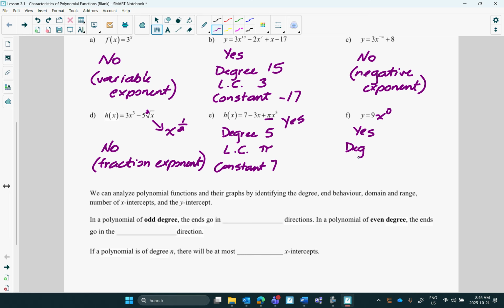And all the answers for degree, leading coefficient, and constant are all within that one term. What's the degree? 0. What's the leading coefficient? 9. And what's the constant? It's also 9. Okay.